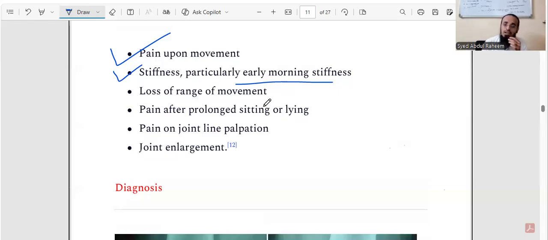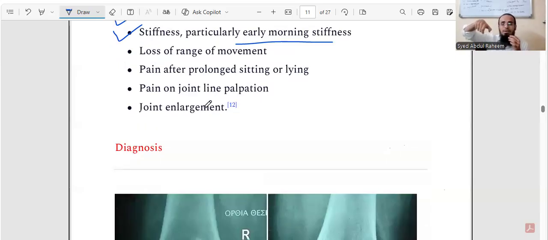And they also have pain while standing and sitting. Okay, with prolonged standing and prolonged sitting, they will get pain. And palpation is also very important. You have to press that area, the knee joint. They will shout. If they have more pain, they will shout more, and if they have less pain, they shout less. And joint enlargement, meaning swelling, is also there.